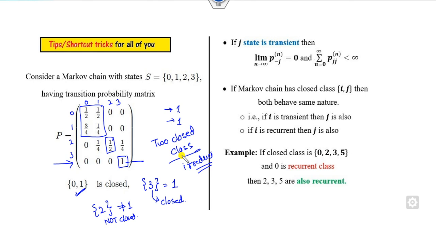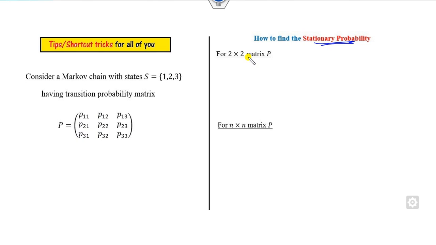How do you find the stationary probability? There are two cases: when it's a 2 cross 2 and when it's an n cross n. The shortcut tip: whenever you have a 2 cross 2 matrix, the stationary probability is denoted as pi, where this is state i and this is state j. You consider the two diagonal entries, B over total and A over total. This is the stationary probability, and you can find it directly.